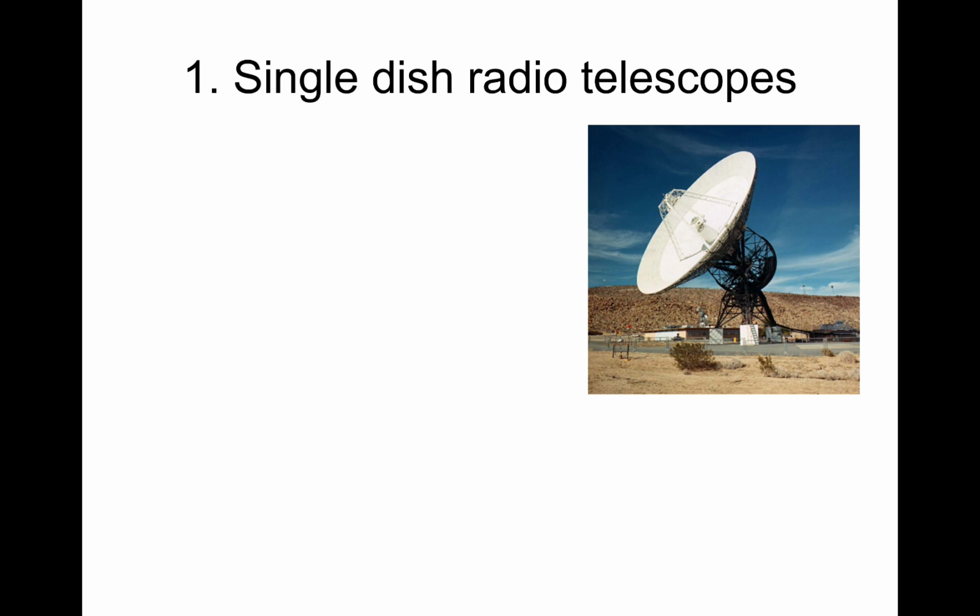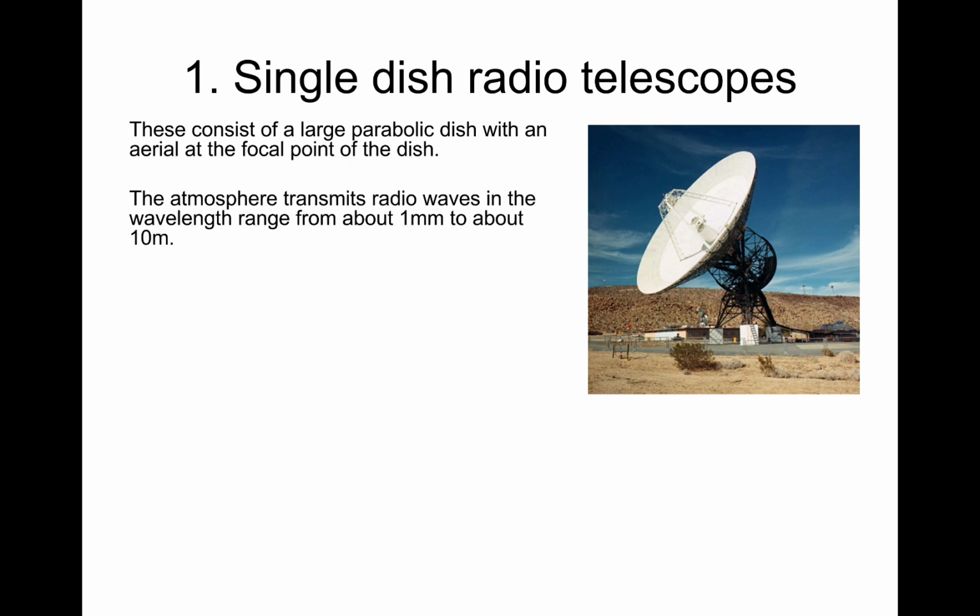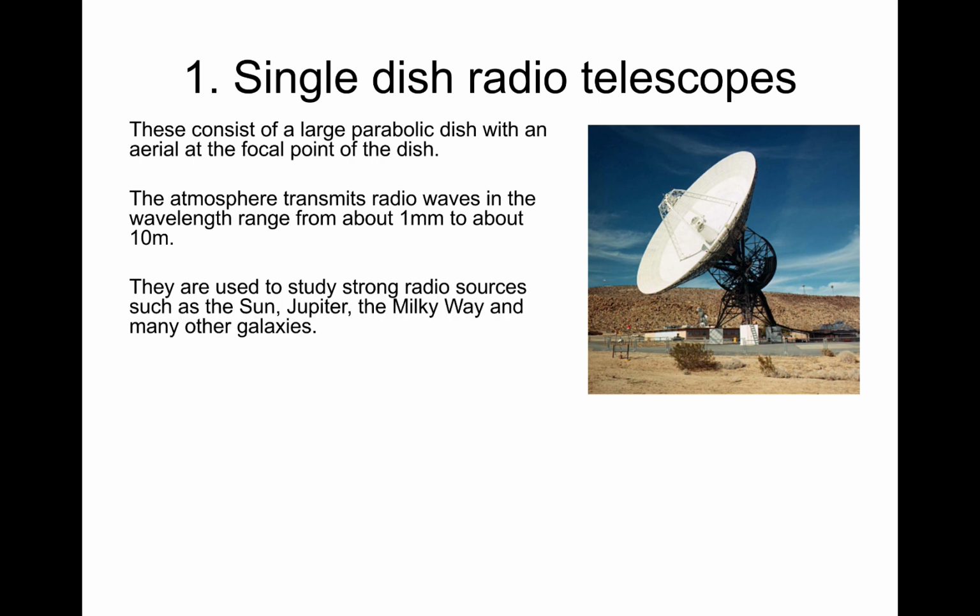Right, so single dish radio telescopes. These consist of a large parabolic dish with an aerial at the front. The atmosphere transmits radio waves in the wavelength range of about 1 millimetre to 10 metres. The ones longer than that reflect off the ionosphere. Radio waves are used to study strong radio sources such as the Sun, Jupiter, the Milky Way, and many other galaxies.